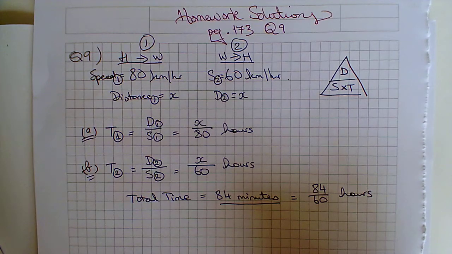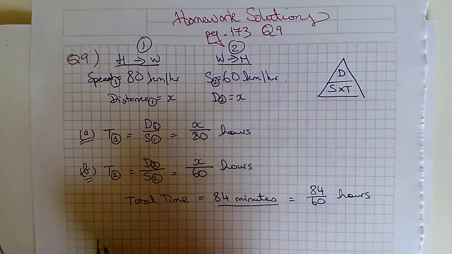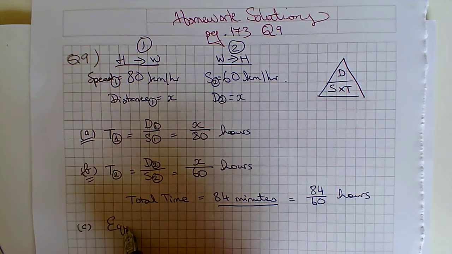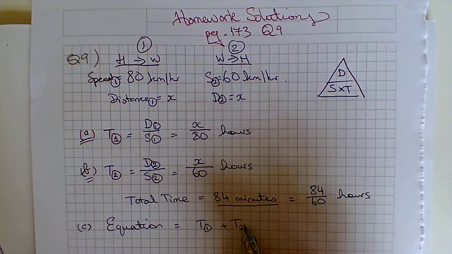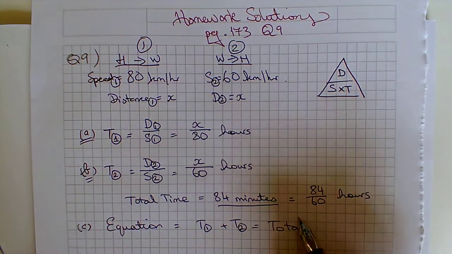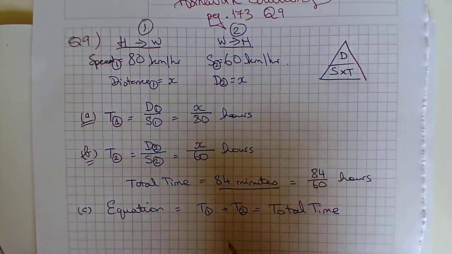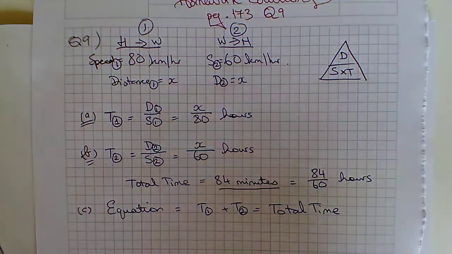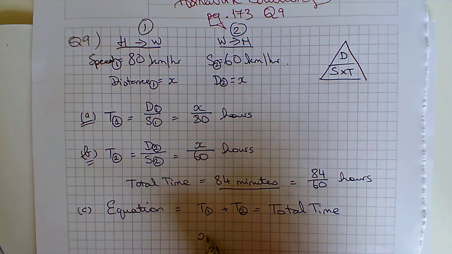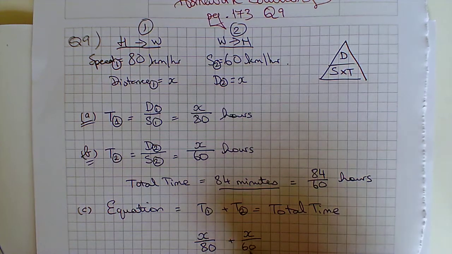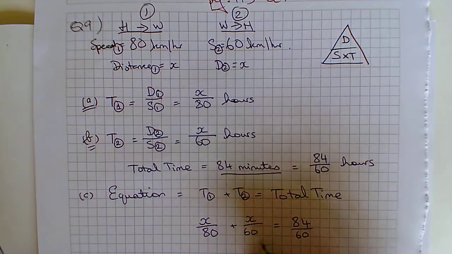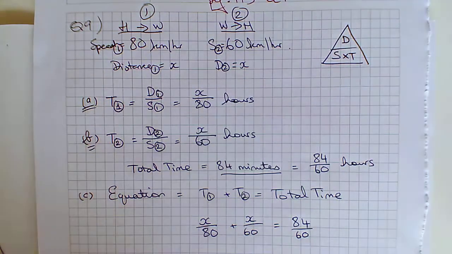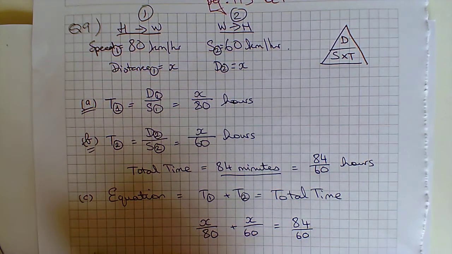Write an equation to show this information. So my equation will be that the first time plus the second time is equal to the total time. Now that's not the equation they were looking for. We need some actual variables and constants in this. So time 1 is x over 80. Time 2 is x over 60. And the total time is 84 over 60. So I left this as 60 because it's going to match this one. And they want us to solve this.